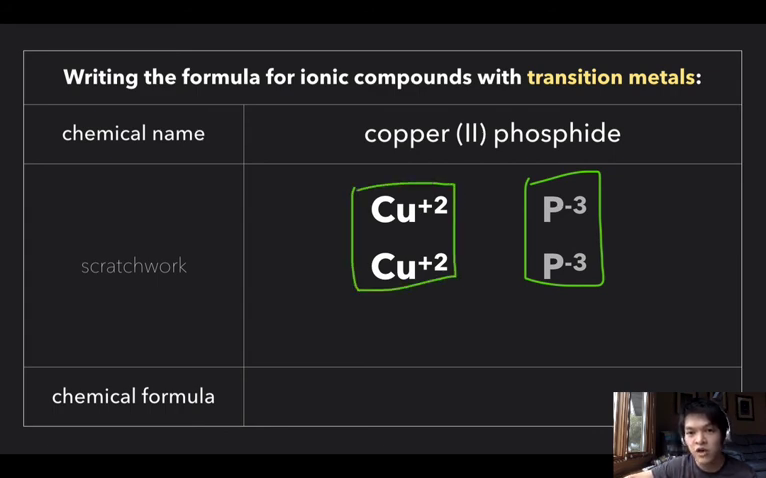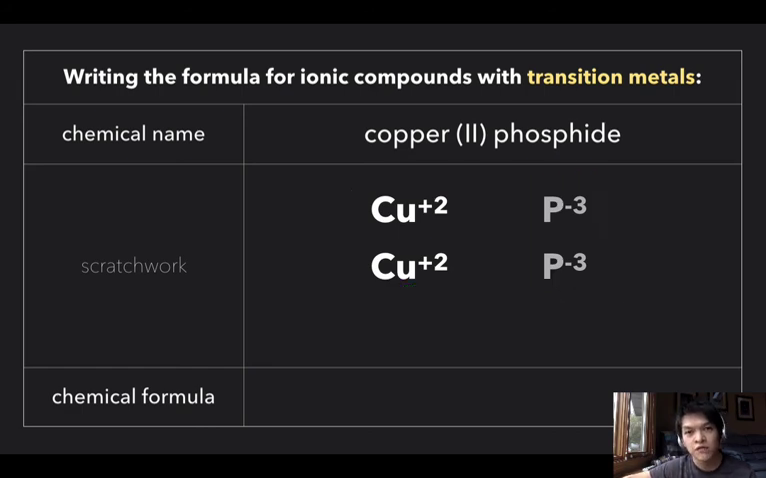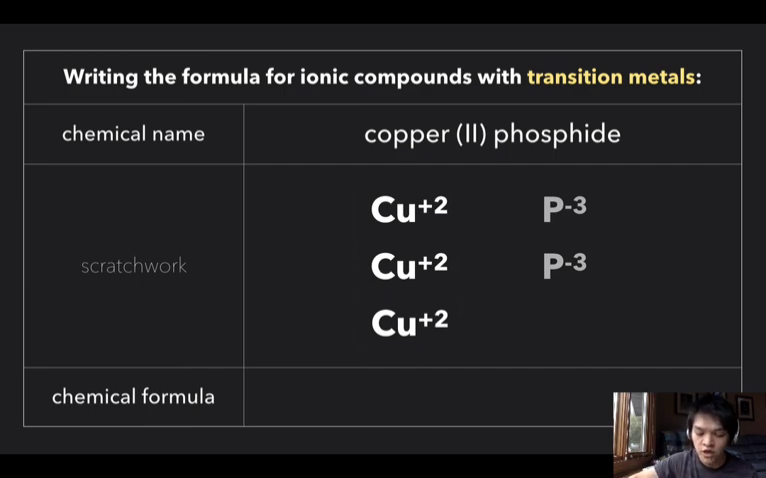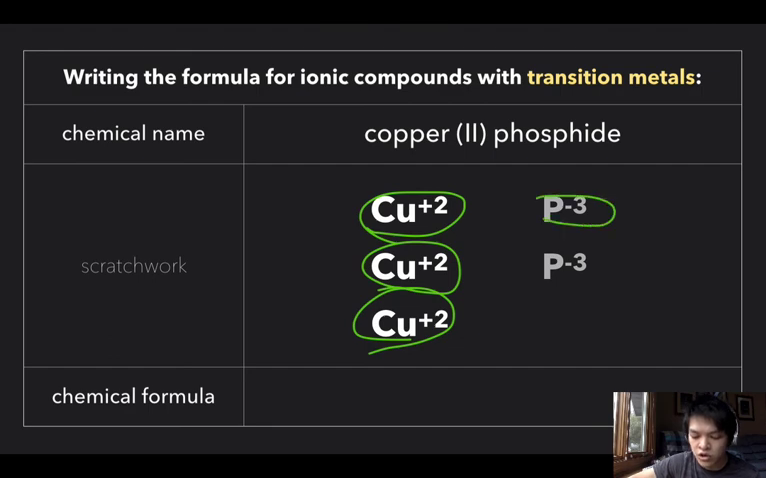We also still have positive 2. They still don't cancel. We need more positive now. So let's add another copper ion. So now there's a total of positive 6 and a total of negative 6. All right, they cancel. Perfect. Now we can write our chemical formula because we now know that there are 3 copper ions. There's also 2 phosphide ions.